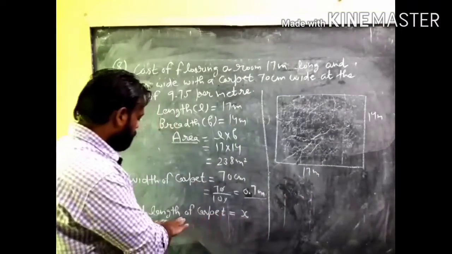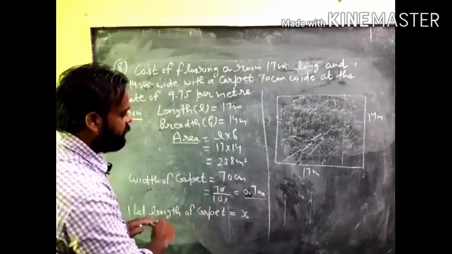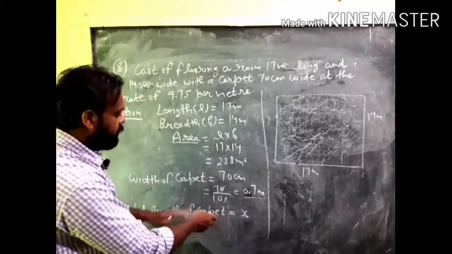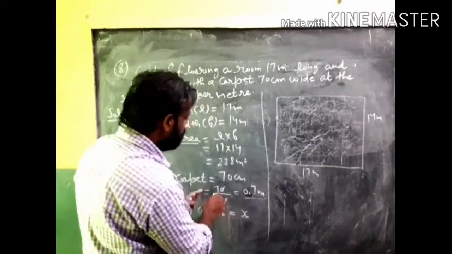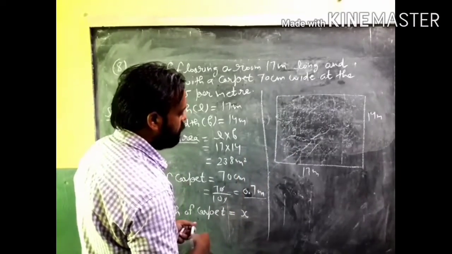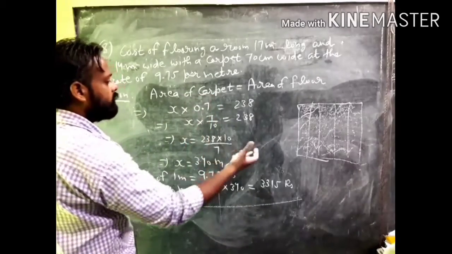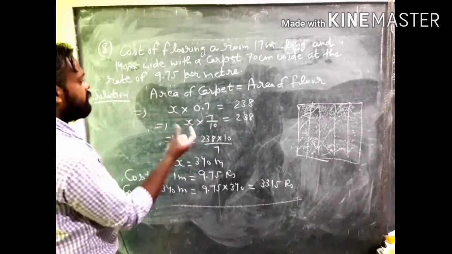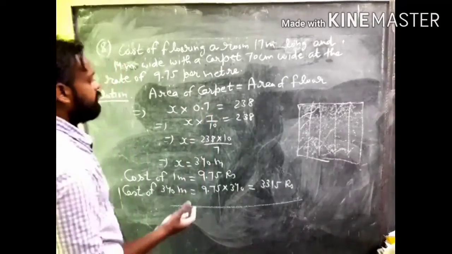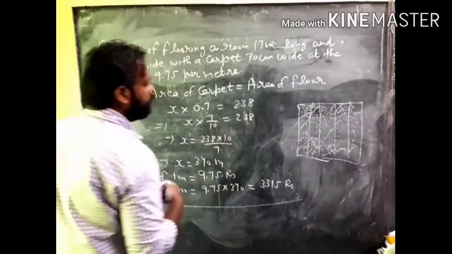So how can we find the area of this carpet? Its width is given, that is 70 centimeters, that is 0.7 meters, and its length is x. So the area of this carpet should be equal to the area of this floor. By using this relation we can find the answer. Of course, we find the area of the carpet by length into breadth. Length, as we just assumed, is x, and its width or breadth is given, that is 0.7, and the area of the floor we just calculated, that is 238.